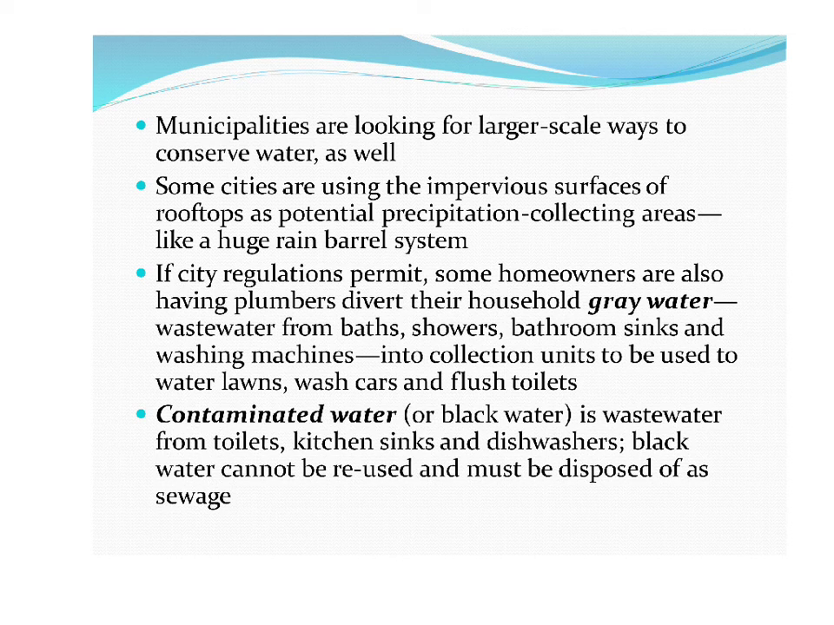So we're taking this wastewater from baths, showers, bathroom sinks, and washing machines, and putting it into a collection unit. It's being filtered before you put it in there. Not chemically filtered, but mechanically filtered, where they're taking out the lint from the washing machine and stuff like that. And that water can be used to water your lawn, to wash your car, or to flush your toilet.